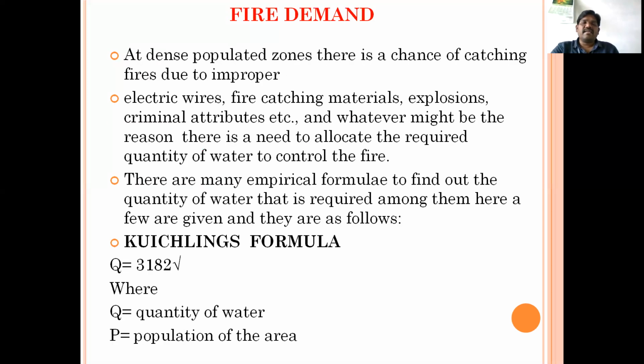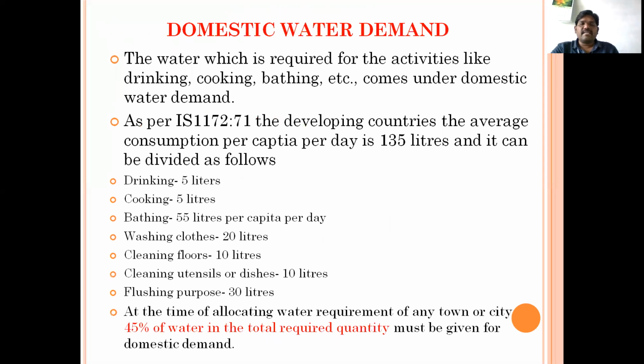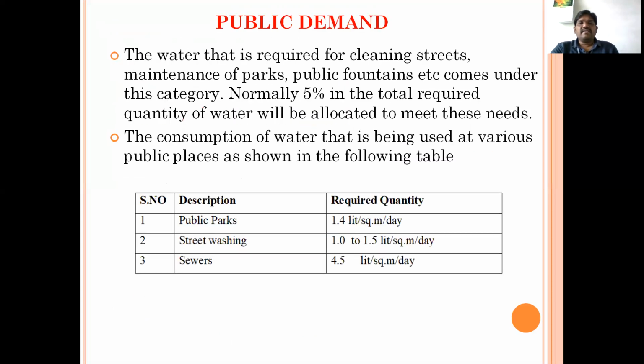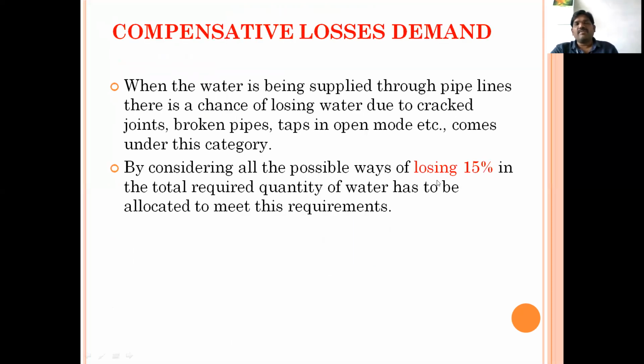Here, 5% has to be allocated for fire, 45% for domestic, 5% for public demand, and 15% for compensated losses demand. In the next class, we'll discuss the factors influencing water demand. I said hourly and seasonal fluctuation must be considered. Even the breakage of pipelines is one of the parameters that has to be considered once water is being supplied from the water supply system.